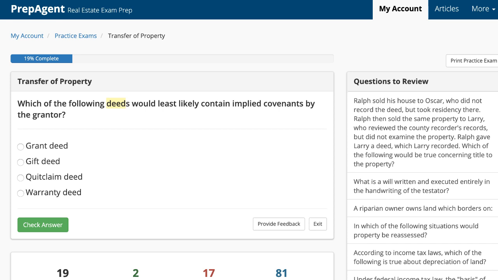Remember to refresh the page if it buffers at all. Okay, let's do the question on the board. Which of the following deeds would least likely contain implied covenants by the grantor? A, grant deed, B, gift deed, C, quitclaim deed, or D, warranty deed?